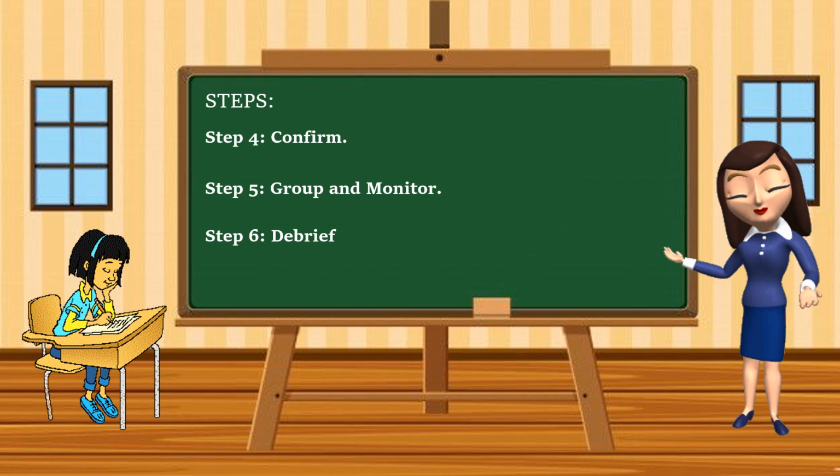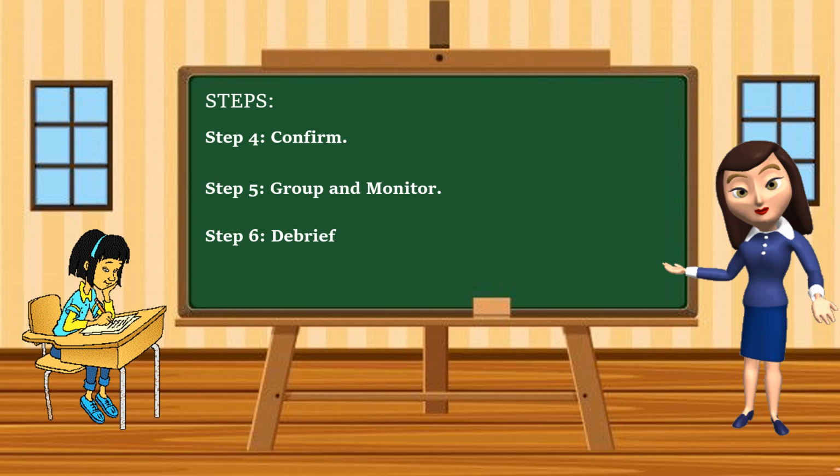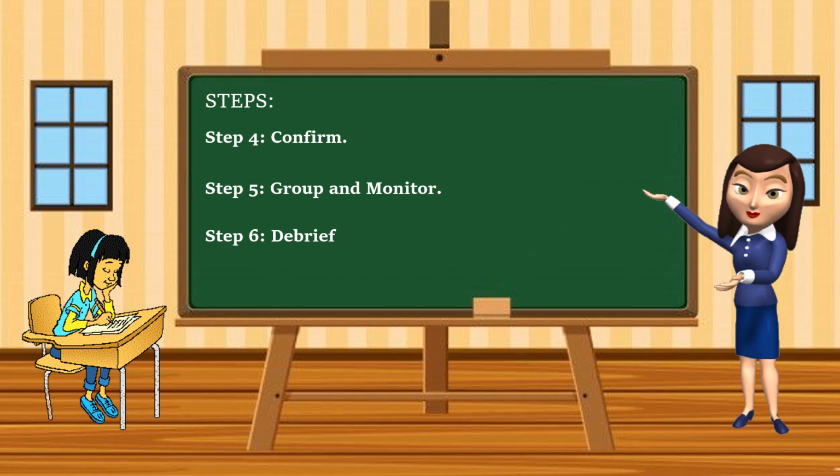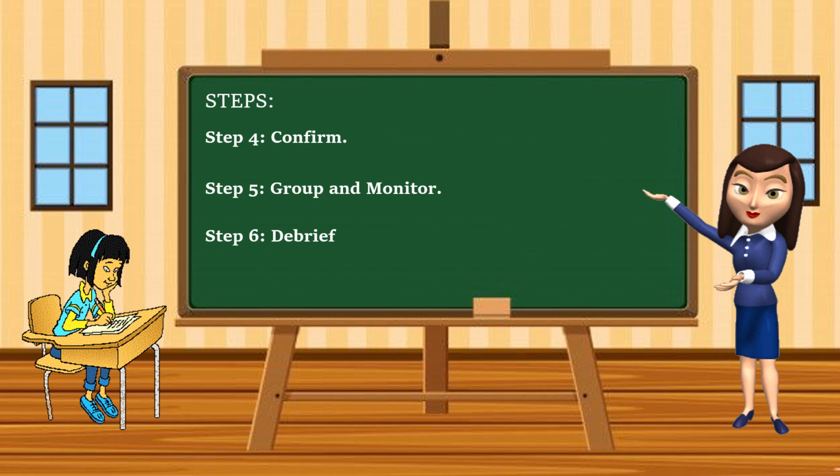Step 6. Debrief. At the end of the activity, bring all groups back together so that you can debrief the key objectives you outlined in Step 1. Ask questions to the learners and foster a discussion rather than a lecture.